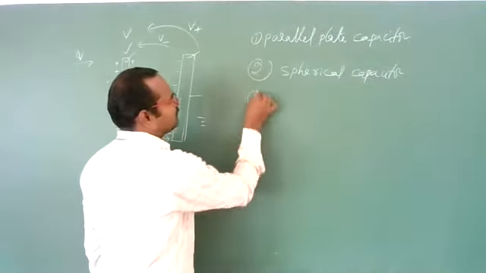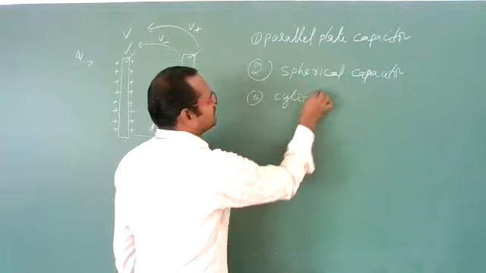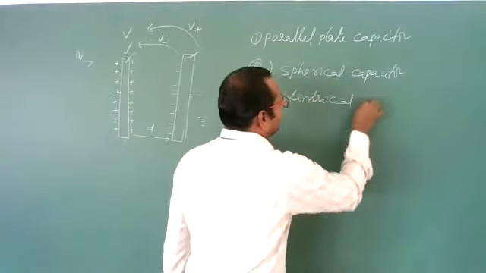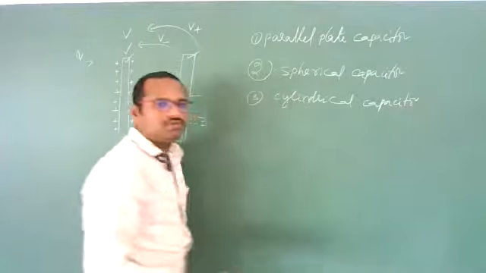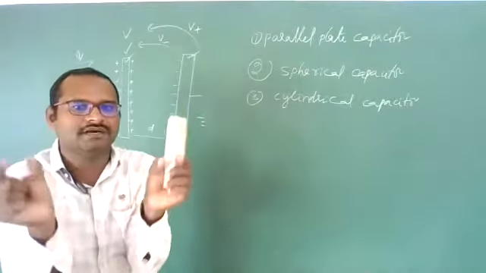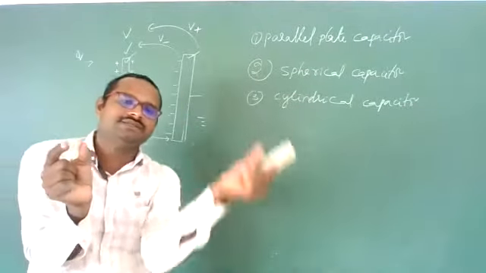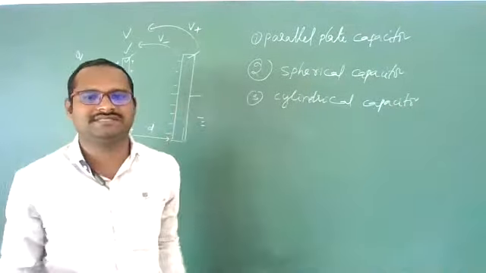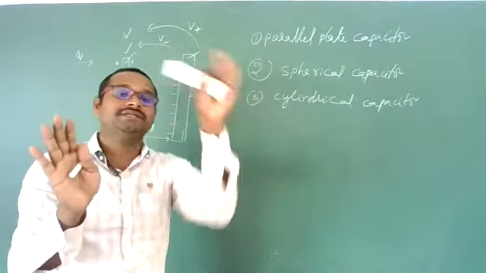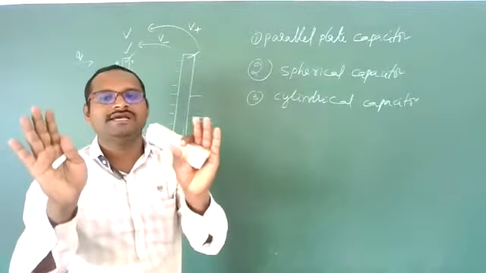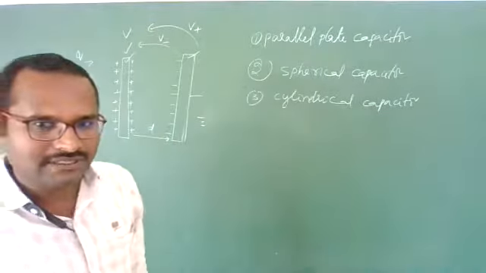Okay. Next, third one, cylindrical capacitor also is there. Cylindrical capacitor means two cylindrical shaped conductors are brought near to each other. One is connected to earth. Then it will form a cylindrical capacitor. That's it. Two spherical shaped conductors brought near to each other. One is connected to earth. Then it will form a spherical capacitor. That's it. Clear?